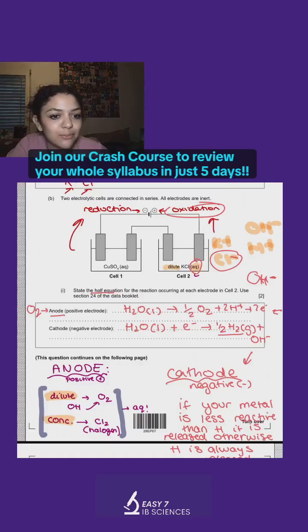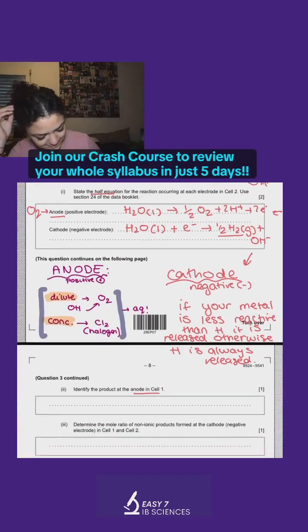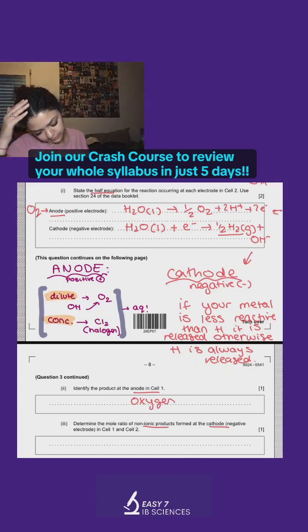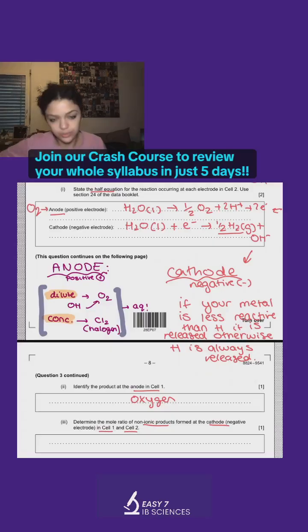We've already done that. What is the product? Oxygen. Good, guys. Determine the mole ratio of non-ionic products formed at the cathode, which is the negative electrode, in cell 1 and cell 2. So what is the mole ratio?